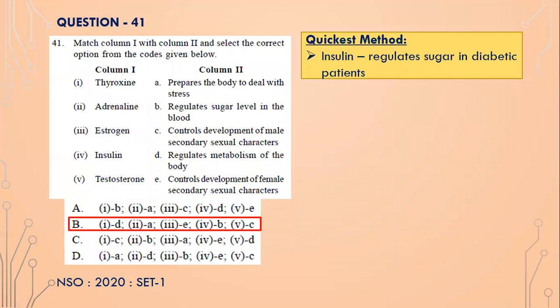Match column 1 with column 2 and select the correct option, isn't it? So you just have to look at the option that you know. What is the most common? Insulin. Insulin is the most common, isn't it? Insulin is used for diabetic patients to control sugar. So for 4, it is B. Insulin is used for sugar level. So where is 4B? 4B is option B. You just have to look for insulin and sugar. 4B, isn't it? So correct option is B. And that's how you can solve the question as quickly as possible.